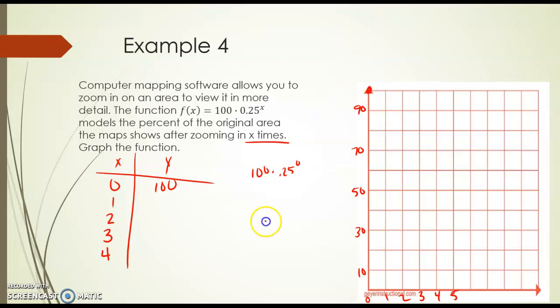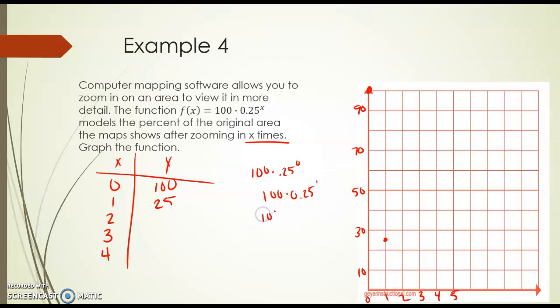Unfortunately, I don't have a different color other than red. All right, now we're going to do 100 times 0.25 to the first power. 0.25 to the first power is 0.25 times 100 gives us 25. So 1, 25 right there.